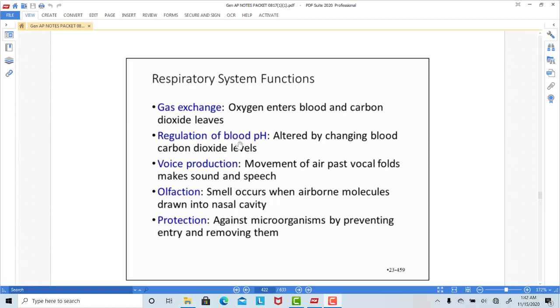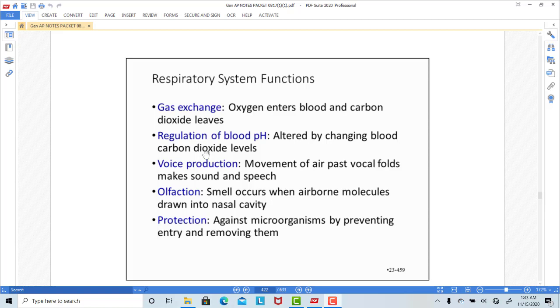And we have regulation of blood pH because carbon dioxide, as it's produced in our tissues as a result of metabolism, is converted to an acid called carbonic acid. So the more carbon dioxide we have in our blood, the lower the pH is going to be. And that can be dangerous because we have a very tight control of our blood pH, which should be 7.35 to 7.45, if you recall that from our cardiovascular unit. So it's very important that we not let carbon dioxide build up. And the way our body does that is by simply exhaling carbon dioxide.